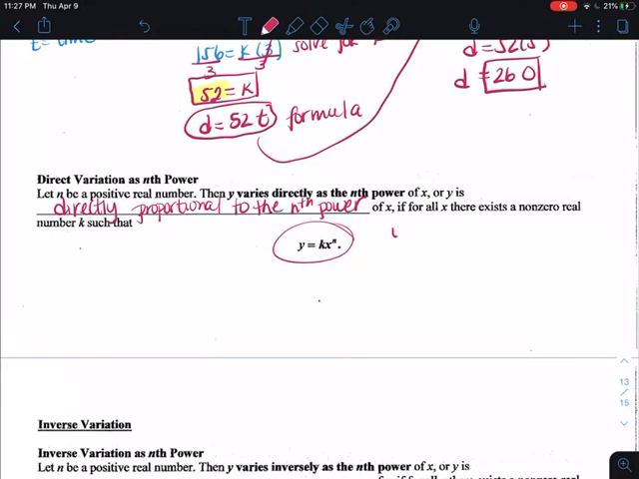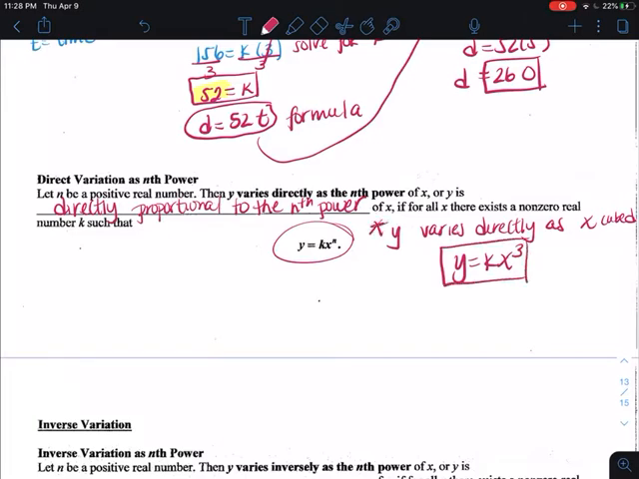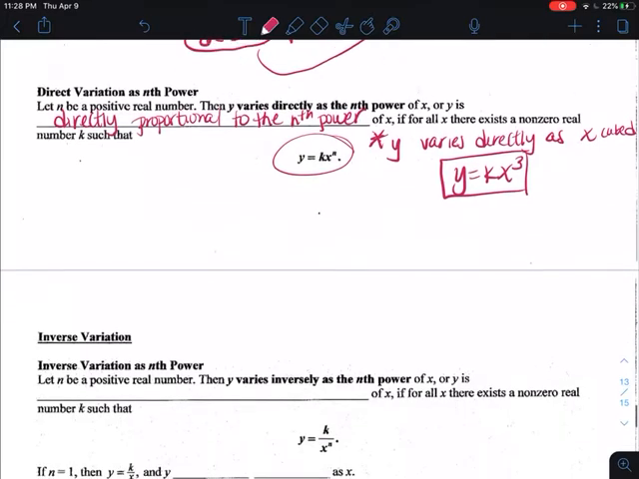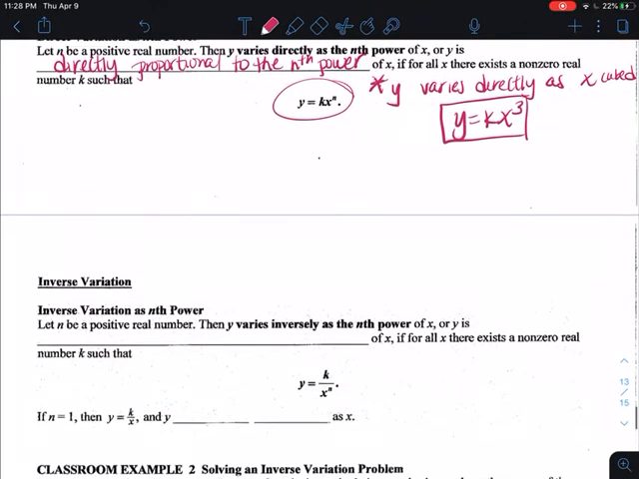As a matter of fact, let me write an example. Let's say we see y varies directly as x cubed. Then that will look like this: y equals k, and the x cubed would go beside the k. So that's how you would set something like that up. That's what they're saying here in this definition: direct variation as nth power.